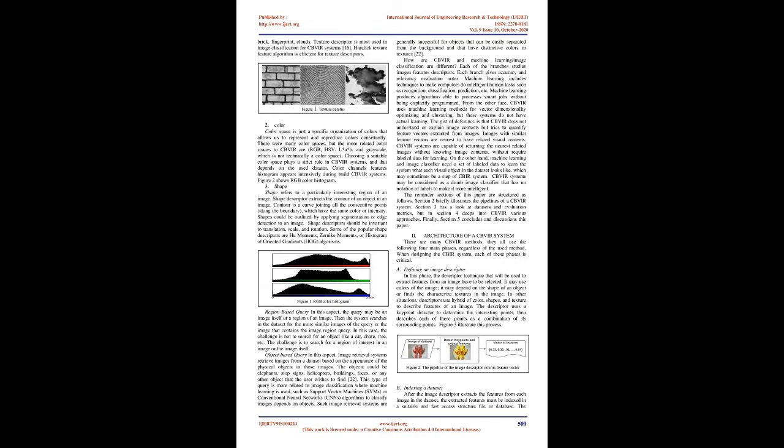This type of query is more related to image classification where machine learning is used, such as support vector machines, SVMs, or convolutional neural networks, CNNs. Algorithms to classify images depend on objects. Such image retrieval systems are generally successful for objects that can be easily separated from the background and that have distinctive colors or textures.